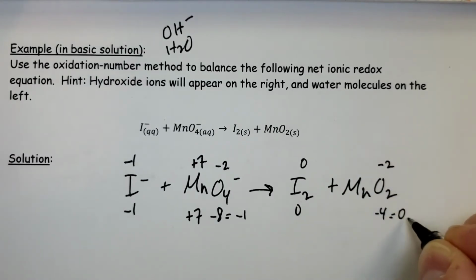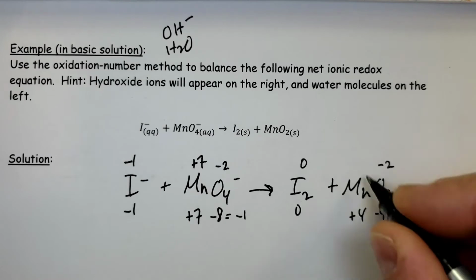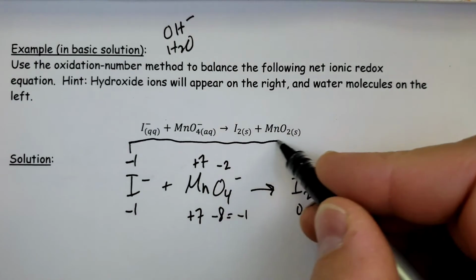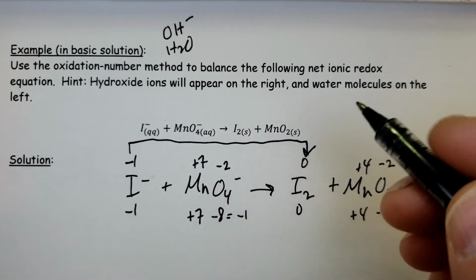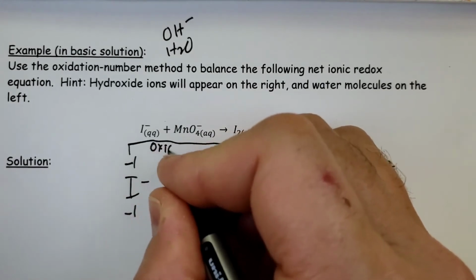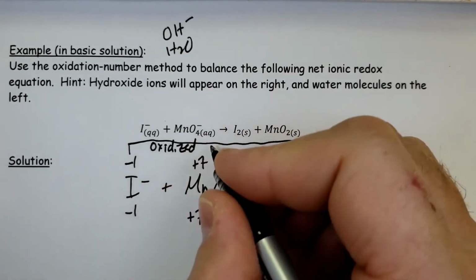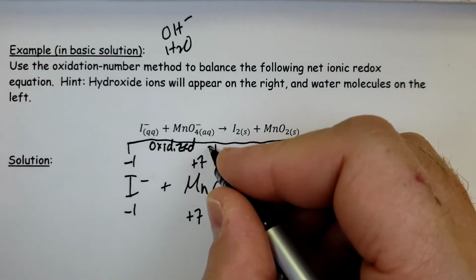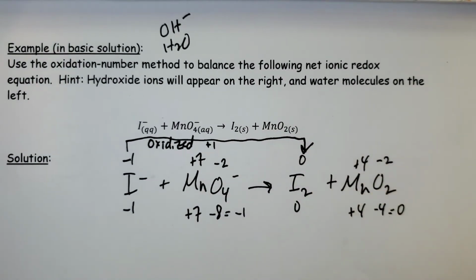No charge here, so this must add up to be 0. All right. So the iodine, we see something is happening there. We're going from -1 to 0. So that's going to the right on the number line. That is oxidized. And the net change that's happening there is a -1. Or sorry, +1. Going from -1 to 0.